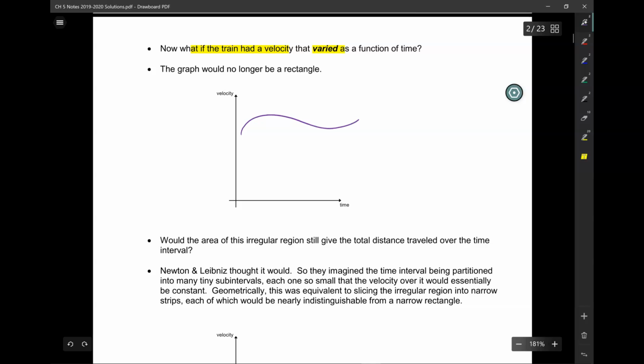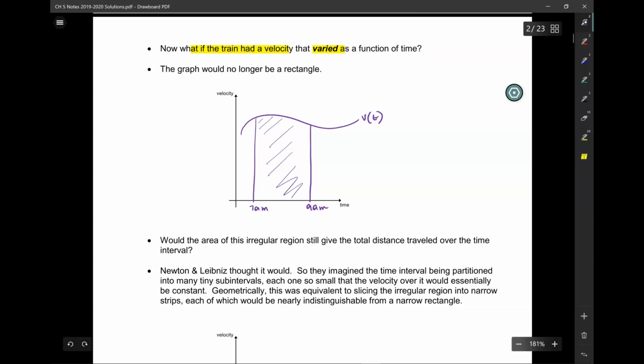So what if our velocity looks something like this? Okay, now this is V of t. The question now is, would the area, and so we're going from 7 a.m. to 9 a.m., look at the area underneath this now. Is that a rectangle? No. That is not a rectangle. That is what we call an irregular shape because it's not one of the polygons that we have formulas for.